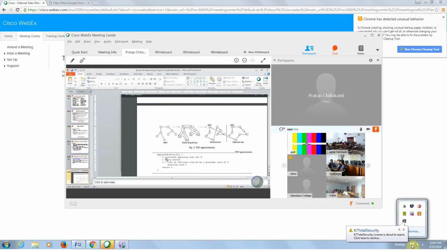He gives the algorithm here. You can see you have the T, which is the minimum spanning tree. Take any vertex, and list all the vertices visited by a pre-order walk. Remember we talked about pre-order, in-order, post-order traversal of the tree. That's what you apply here. You apply the pre-order walk, starting with R. Ultimately you return the length. That is the algorithm for that.